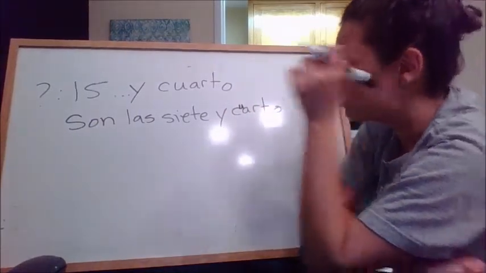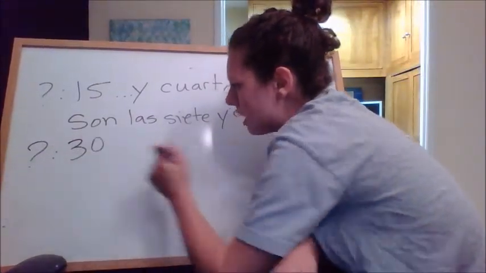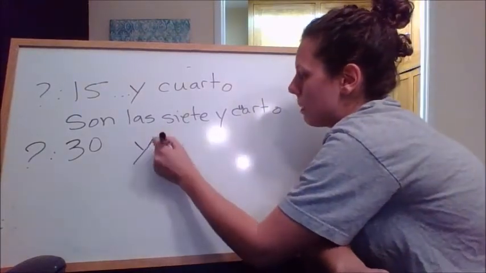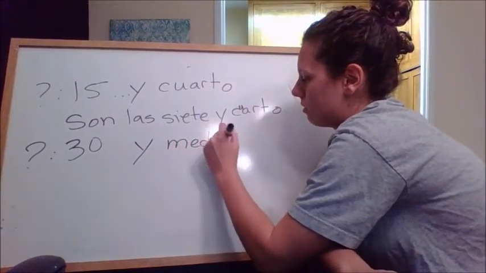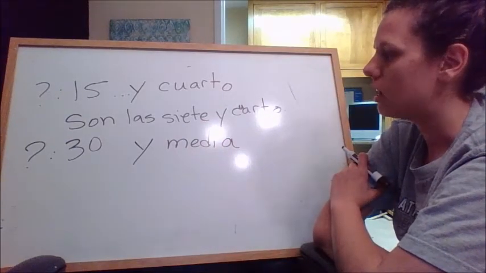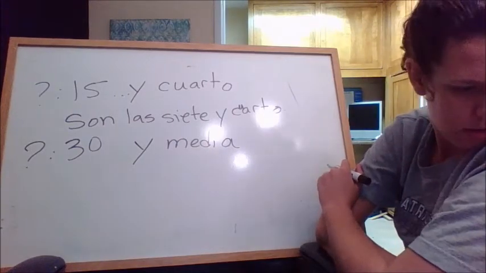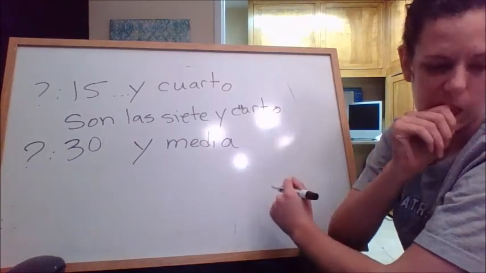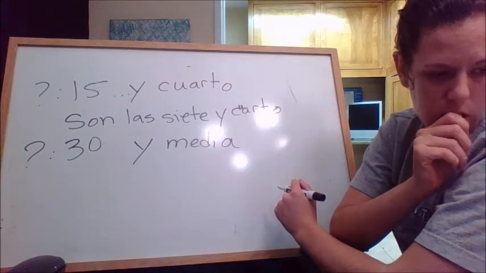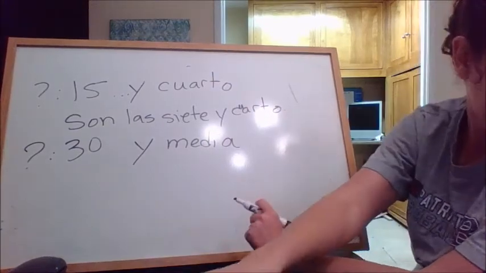The other expression is if whatever time you have plus 30, it is not 30, it is y media. So 30 minutes is half of an hour. So it's like saying and a half. Okay. What else did I give you guys? I guess that's it. Okay. So that is part 5, 28 to 32.